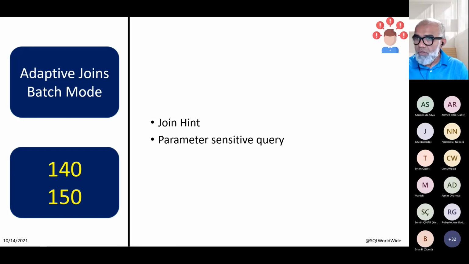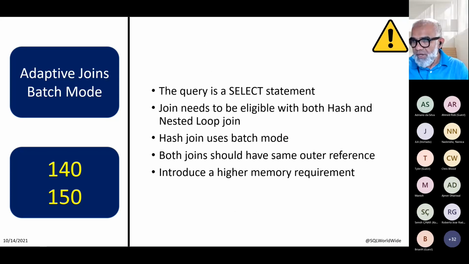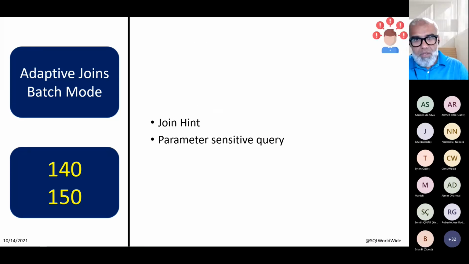With this slide, all of these have these 3 slides. I'm going to talk about what problem Microsoft is trying to solve, how they solve it, and a couple of cautionary notes. So this one, I think I already mentioned it. If you have a join hint, on the left side, you see I put 140 and 150, which may not be very clear to many of you.